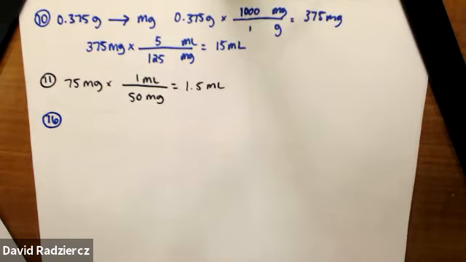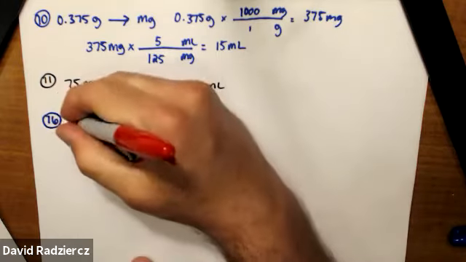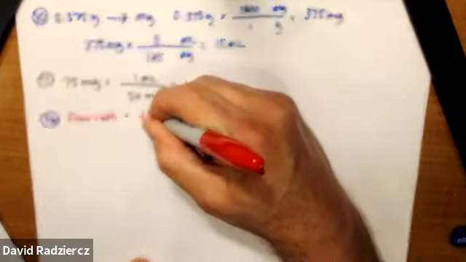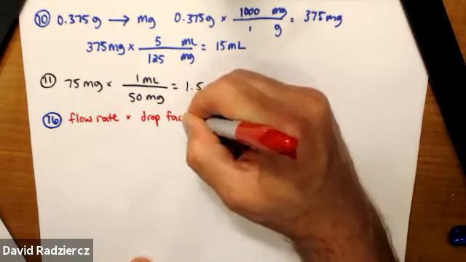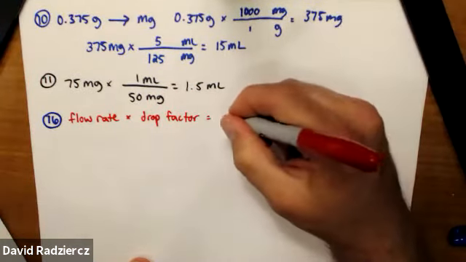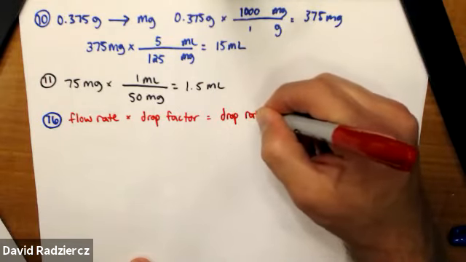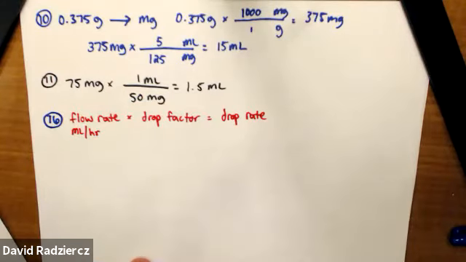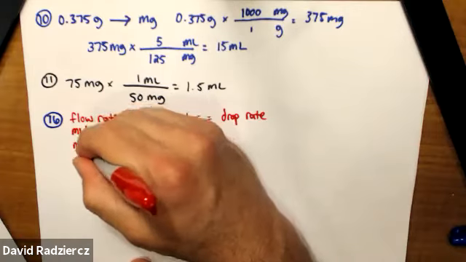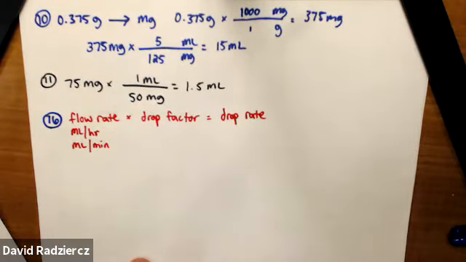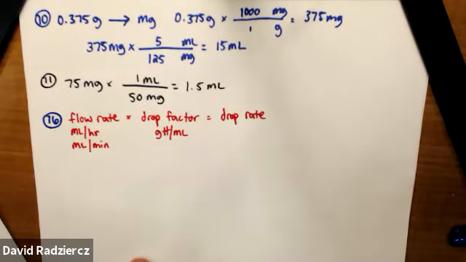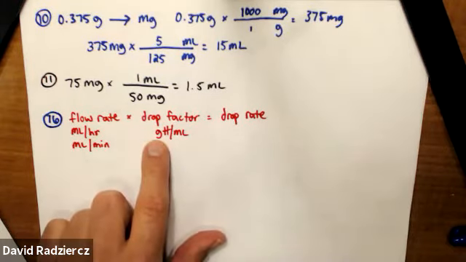All right, so 16. So flow rate. In order to solve flow rate problems, you need to know two pieces of information. You need to know the flow rate, and you need to know the drop factor. Once you know those two pieces of information, then you can calculate your drop rate. Flow rate is typically in milliliters per hour, but it could be in milliliters per minute. Drop factor is always going to be in drops per milliliter. Sometimes it'll be written out as drops, but the abbreviation for drops is GTT.